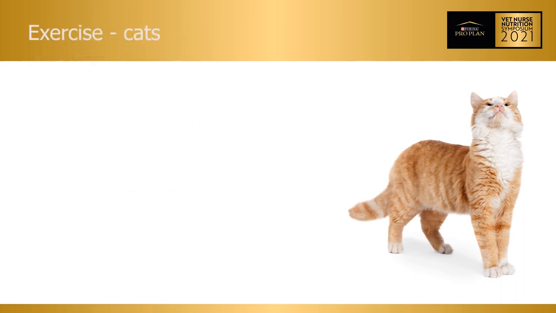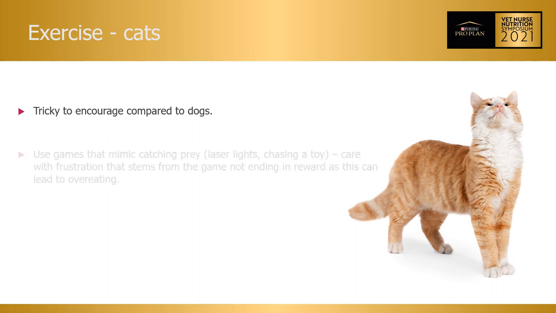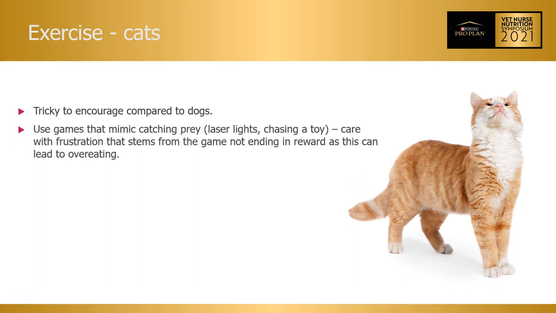Okay, so looking at exercising cats now, a little bit different to dogs, so they're a bit more tricky to encourage. However, we can implement games that mimic their natural behaviours, such as catching prey and chasing. So therefore you can use laser lights or the chasing of a toy.